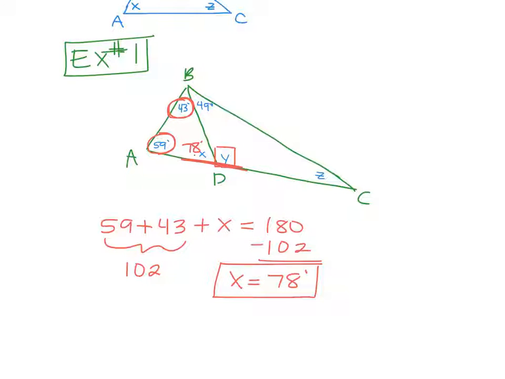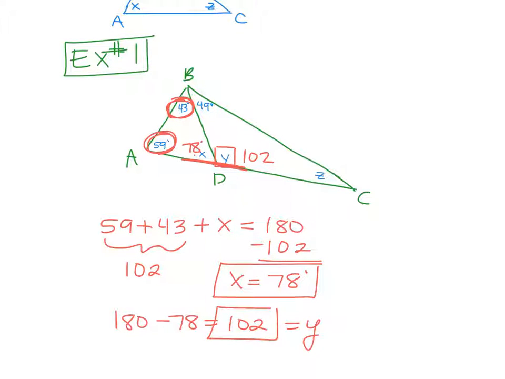Here's the deal. 78 and y make a straight line here, right? They are supplementary. So y would be 180 minus 78, or 102. That's your y value. If you look, 43 and 59 together equal 102, the same value as y, so that is correct. Fancier than I needed, but that is correct.